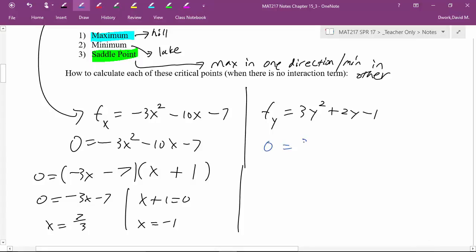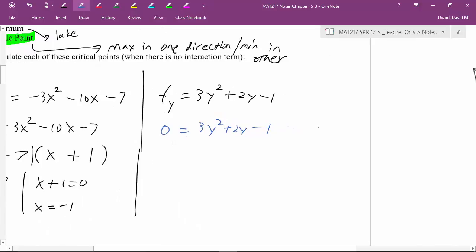Set this equal to 0, 3y squared plus 2y minus 1. I'll do the AC method, just for anybody out there who does AC method. 3 times negative 1 is negative 3. What times what makes negative 3 and adds together to make positive 2? Well, that sounds like a negative 1 and a positive 3. So therefore, this is going to be 3y squared minus 3y plus y. Nope, try again. Plus 3y minus y minus 1. There we go.